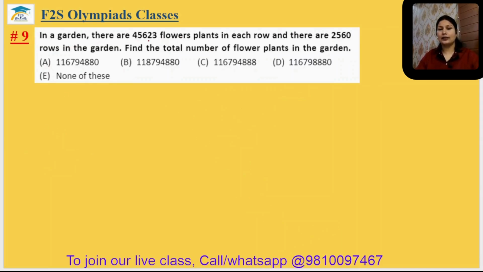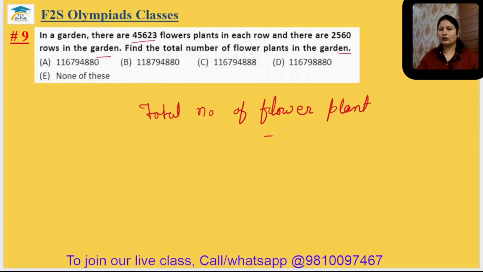9. In a garden, there are this number of flower plants in each row, and there are 2560 rows in the garden. One row has 45,623 flowers and the total number of rows is 2560. Find the total number of flower plants in the garden. One row is given, we have to find the number of rows, so there will be multiplication.